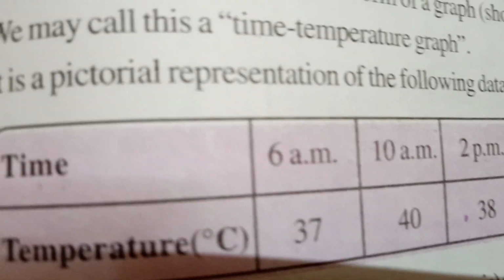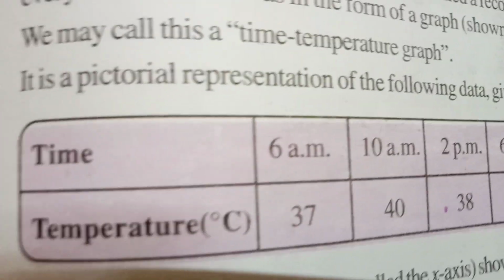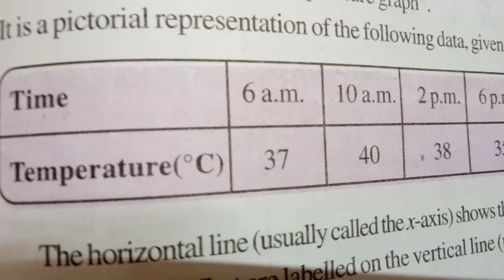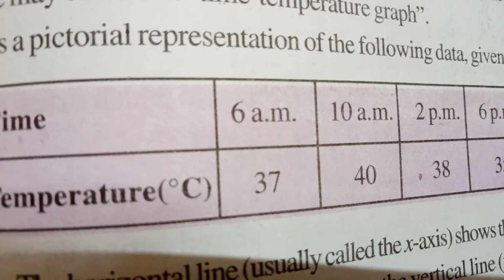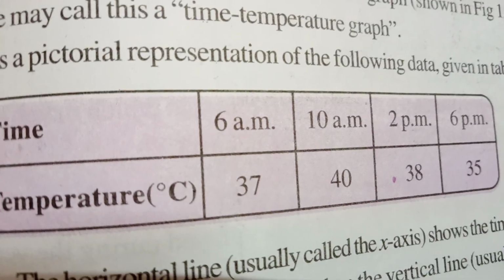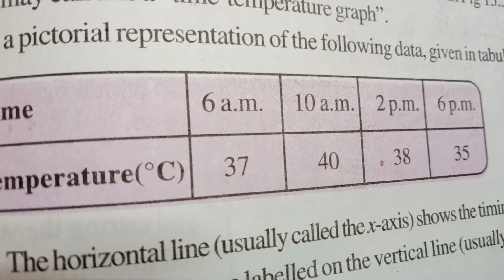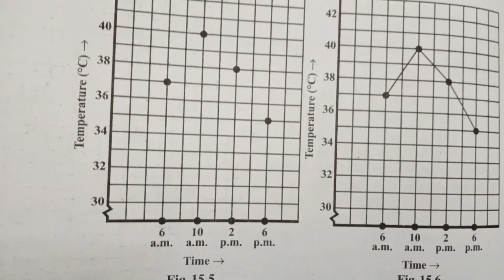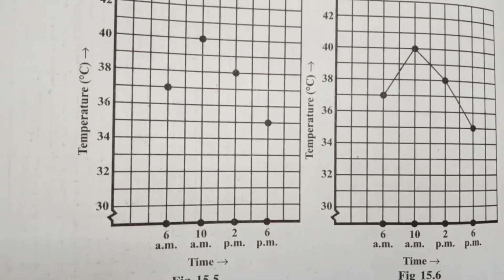See the information, how they record. This is the data what they recorded. Her temperature for every 4 hours they recorded. The doctor recorded 6 a.m. 37, 10 a.m. 40 degrees Celsius, 2 p.m. 38 degrees Celsius, 6 p.m. 35 degrees Celsius. Here you are seeing two graphs, figure 15.5 and 15.6.